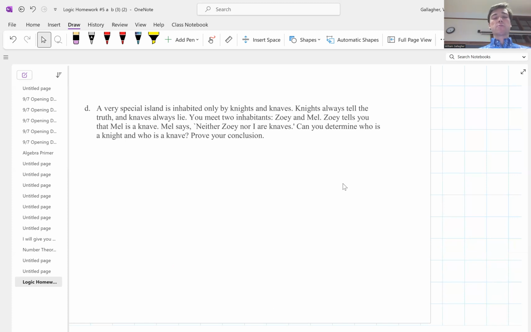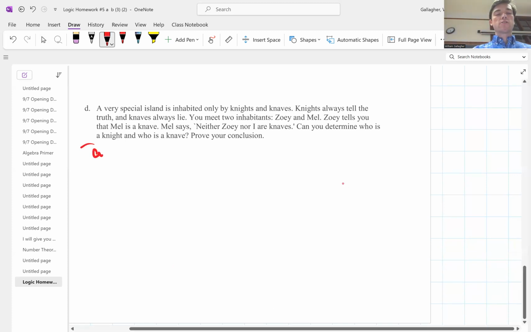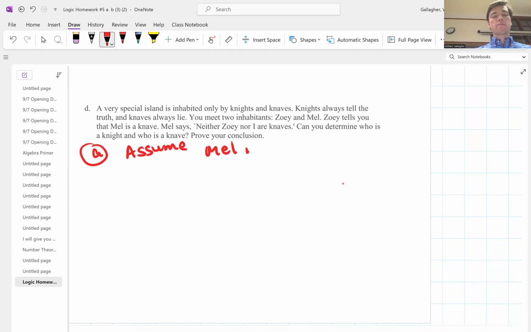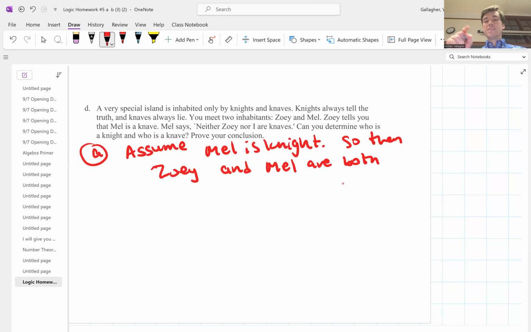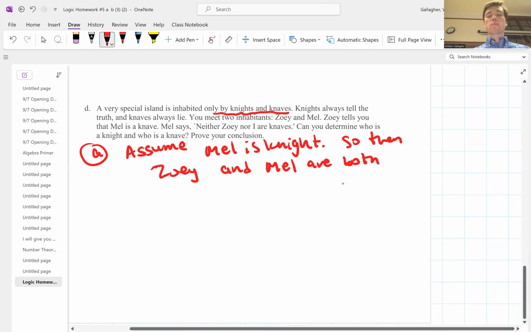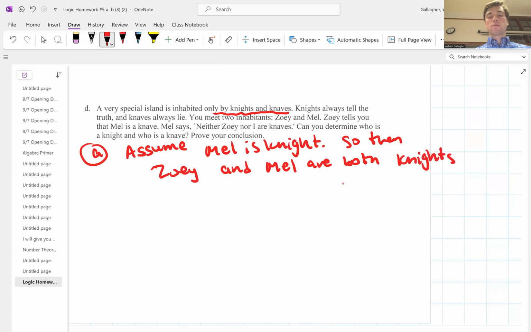So instead of assuming that Mel is a knight, let's assume, and I'll do this both ways, because you can do it either way. Assume Mel is the knight. Okay, so then Zoe and Mel are both knights, right? If neither one of them is a knave, right? Neither Zoe nor I are knaves. You're either a knave or a knight, right? We do have that piece of information here. So then Zoe and Mel are both knights, right?